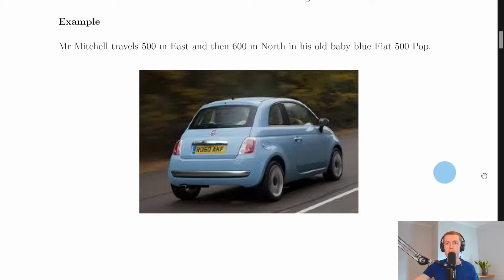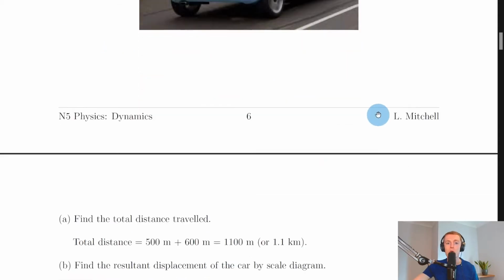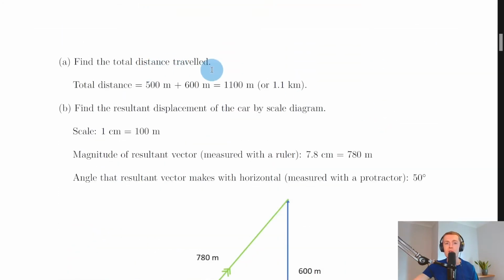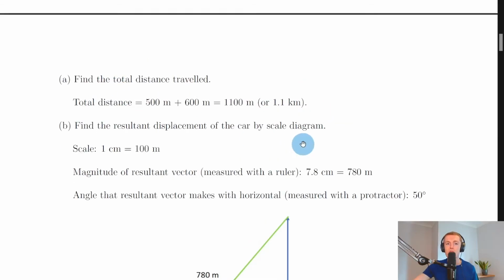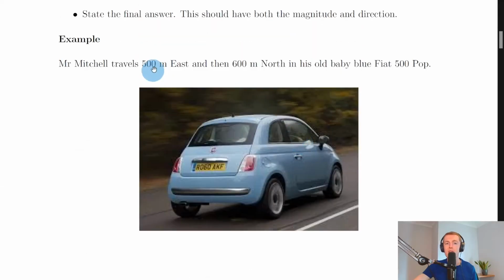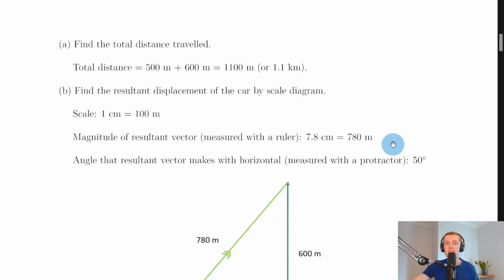So we're given some information here that we can use to calculate a resultant displacement. It says here, find the total distance travelled and then find the resultant displacement of the car by the scale diagram method. Well, first of all, the total distance, we're told in the question that we're travelling 500 metres east and then 600 metres north. So I just add up my two distances, so 500 metres plus 600 metres gives me 1,100 metres, or if you wanted to write that in kilometres, you could say 1.1 kilometres.